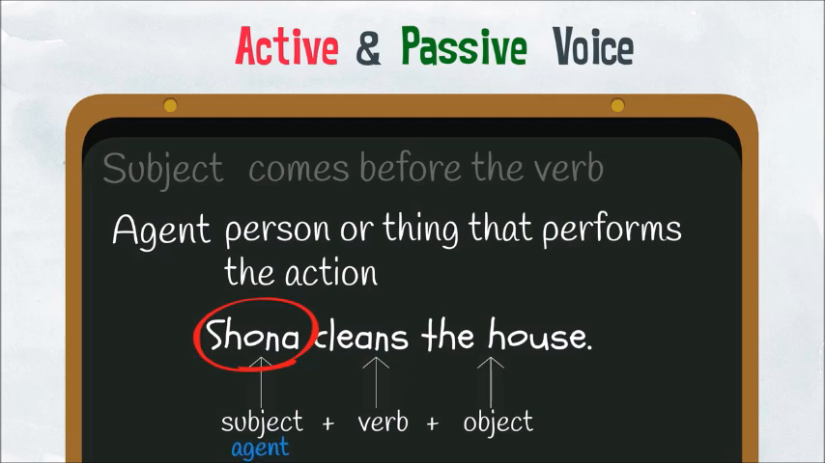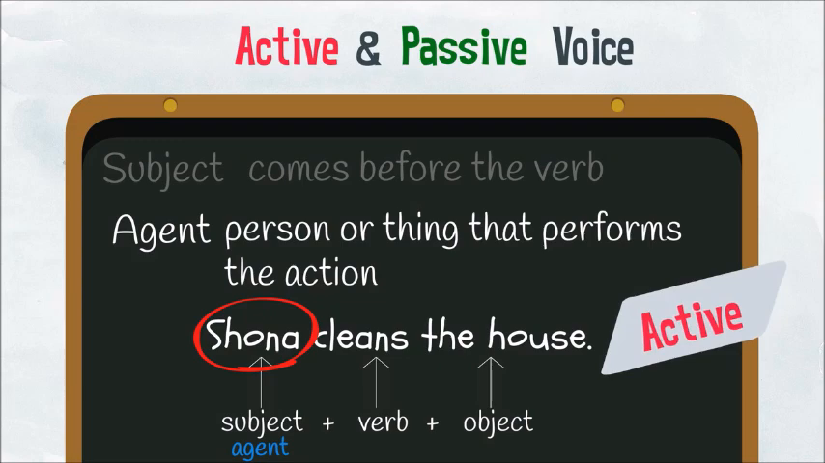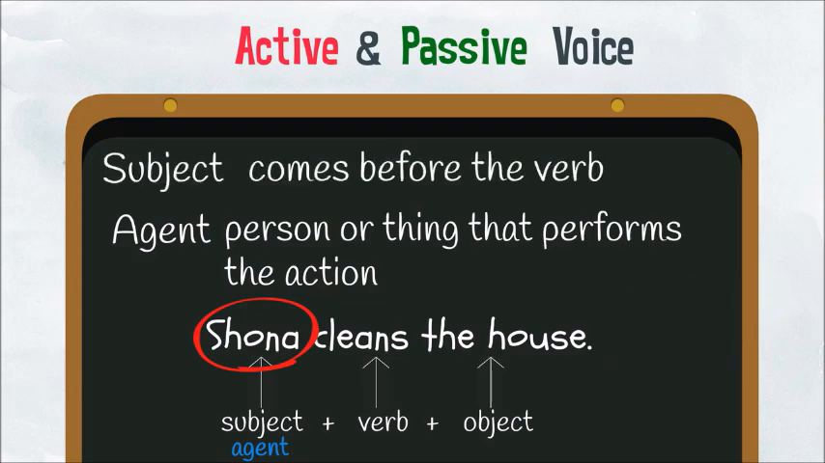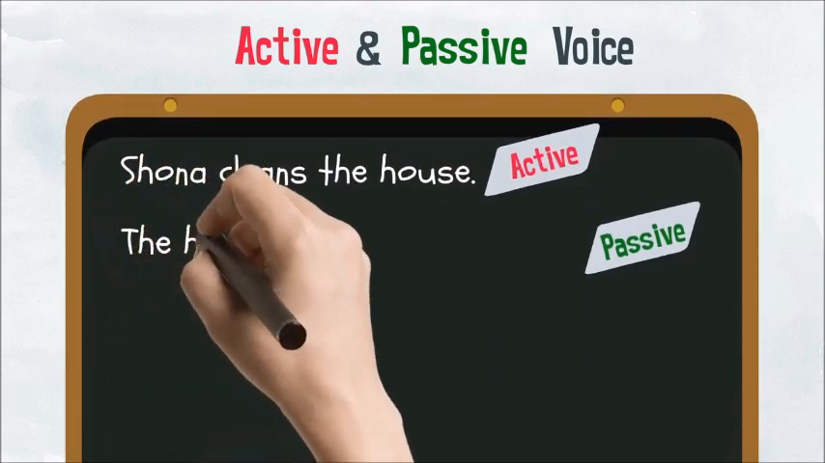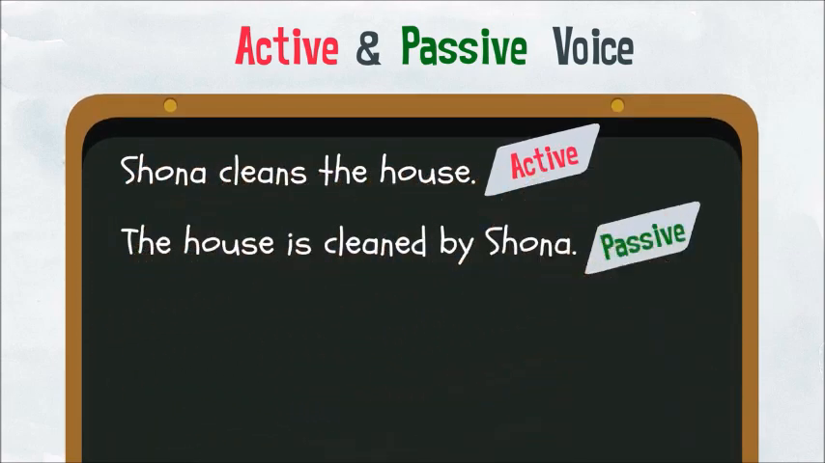When this is the case, active voice is being used. In passive voice, this is not the case. Our original sentence has been rewritten here in passive voice. The house is cleaned by Shona. We know that the subject comes before the verb. The verb in this sentence is cleaned, so the subject of this sentence is the house.